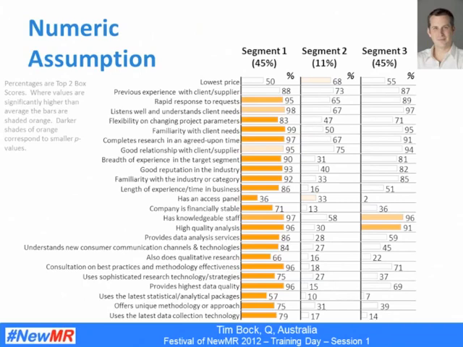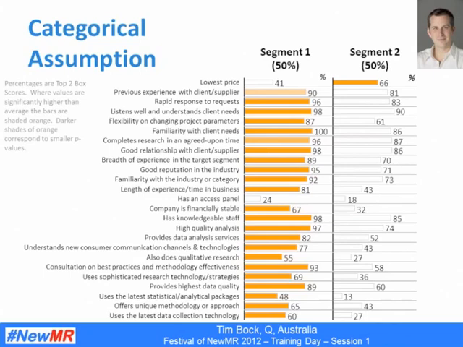response style. Now, if we were doing cluster analysis and we didn't have our missing data, we'd get a solution just like this. Because we're using latent class analysis, we can play around with our assumptions. Here, I'm showing what happens when we change to a categorical assumption. We've got 2 segments this time.